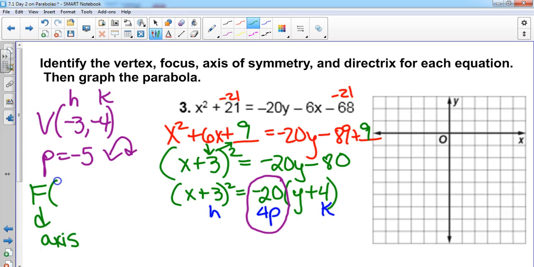Because what does it say for focus when it's an x squared parabola? H comma K plus P. So that would be -3 comma -4 plus -5 would be -9. The directrix up at the little chart says y equals K minus P. That one's a little bit tricky. So it's -4 minus -5, which is going to be what?